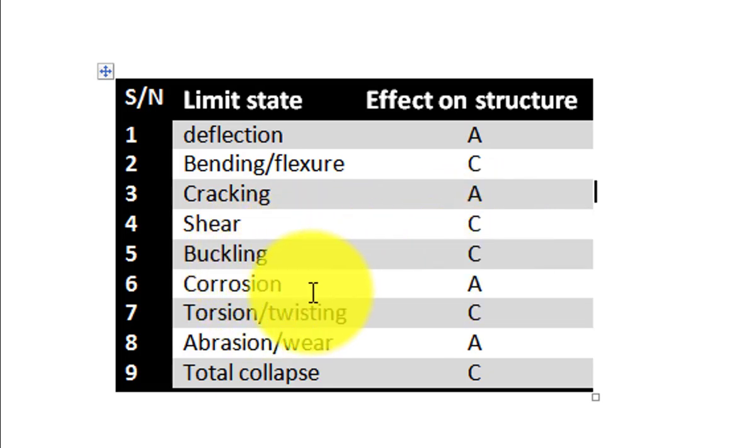It is C. Corrosion, this is when the steel reinforcement is rusting. So it only affects the appearance. Nothing will occur. And what about torsion or twisting? As it sounds, twisting. Your beam is twisting. Of course, it is collapse. Then abrasion or wear. Abrasion, it is only appearance. It will affect just the appearance. Then total collapse. Of course, nothing to argue here. It is collapse. Collapse is collapse.